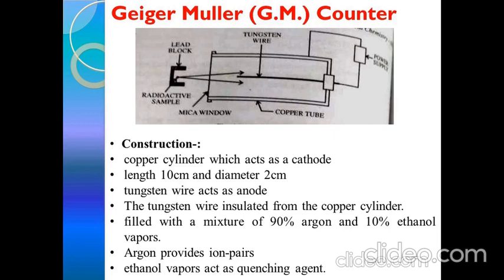The mica window prevents the escape of gases from the copper cylinder to the atmosphere and allows the ionizing radiation to enter the cylinder. The function of ethanol vapor is to prevent a second avalanche which may be generated due to electrons emitted by the action of photons on the wall of the tube.